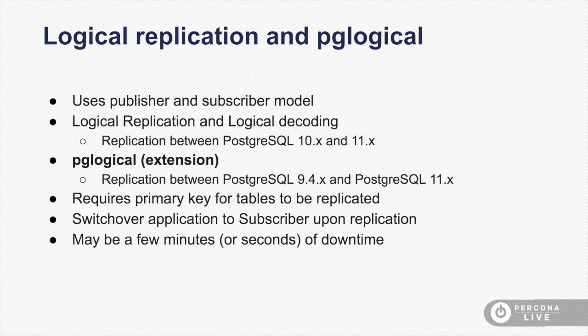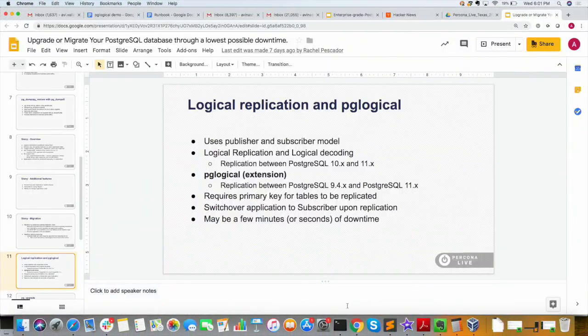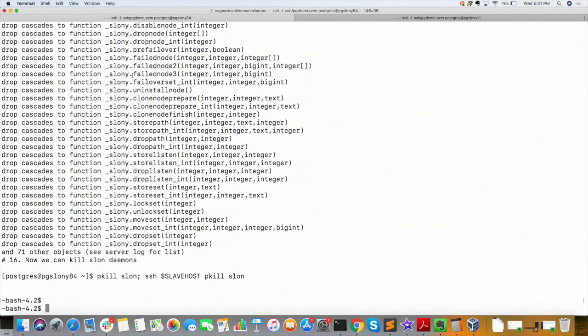How many of you have heard about DMS in AWS? Data Migration Service, okay, right? So DMS internally uses pglogical when you need to upgrade from an older version to a newer version Postgres, which is migrating to RDS, let's say, right? So you again need to have a primary key for the tables to be replicated and maybe a few minutes of downtime. Quick, very quick demo, not much time, right?